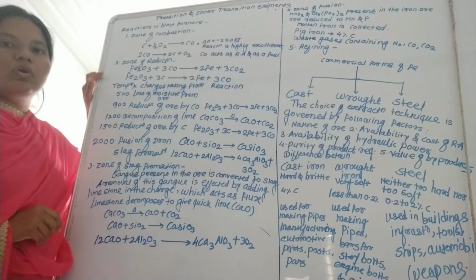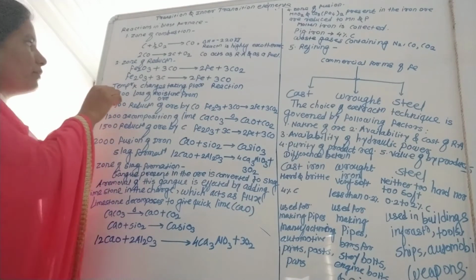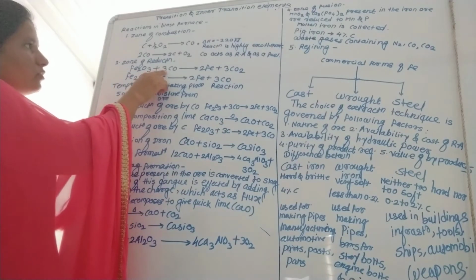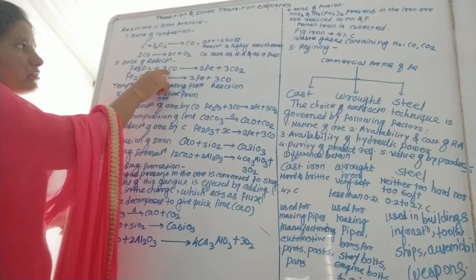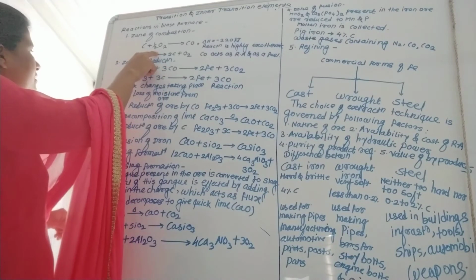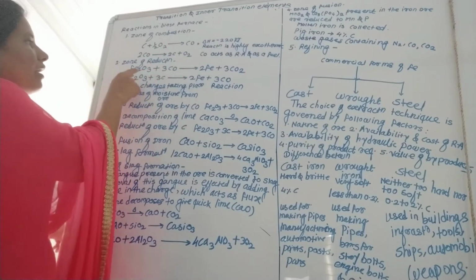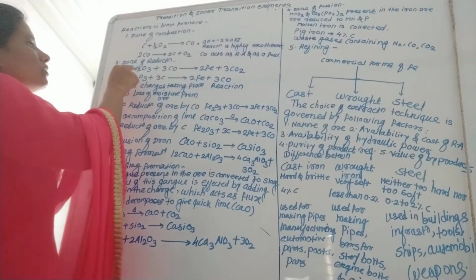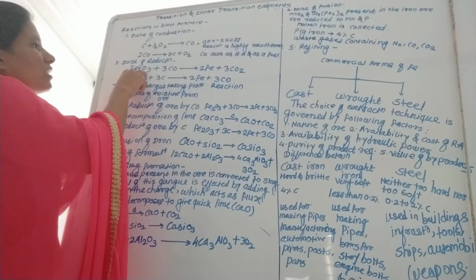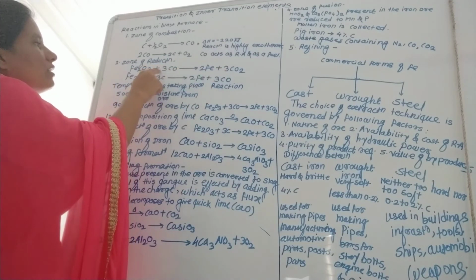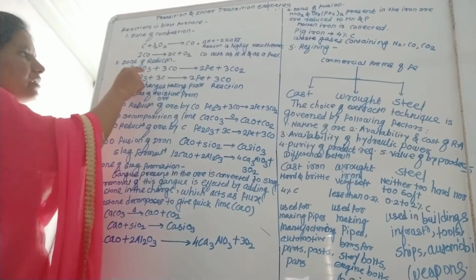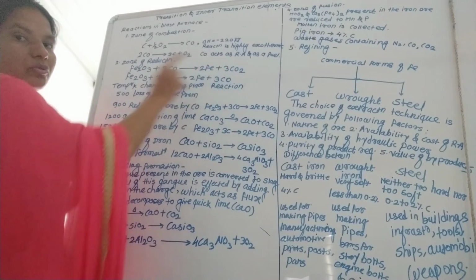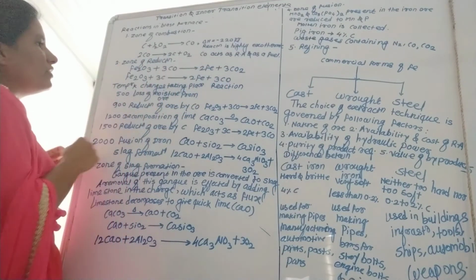The next one is the zone of reduction. In this case, what happens in the zone of reduction? This is Fe2O3 plus 3CO. Carbon monoxide is a strong reducing agent. Reduction of the iron oxide takes place, and carbon monoxide gets oxidized into carbon dioxide. Here you can balance the equation. There are a total of 3 plus 3, 6 oxygen and 3 carbon. That's why 3 CO2 and 2 Fe are formed separately.